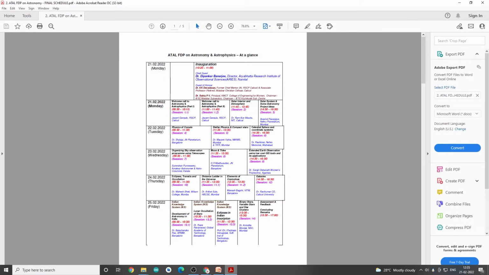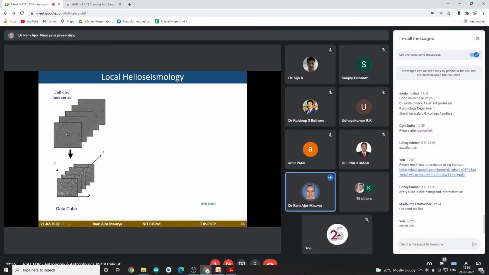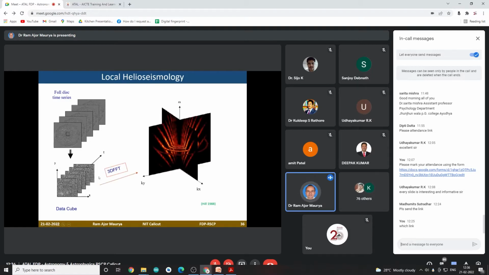Next, suppose you want to study the local interior of the sun. What we can do is extract the oscillations in the local region and make a data cube. Here we have the x-axis and y-axis, and here we have time. This is the data cube, and then we take the 3D Fourier transformation.